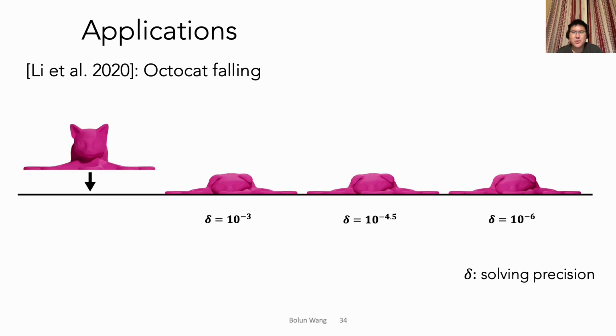Here is an example where an octocat falls on the ground. The simulation time is around 63 to 67 seconds, and FPRF takes over 100 seconds.